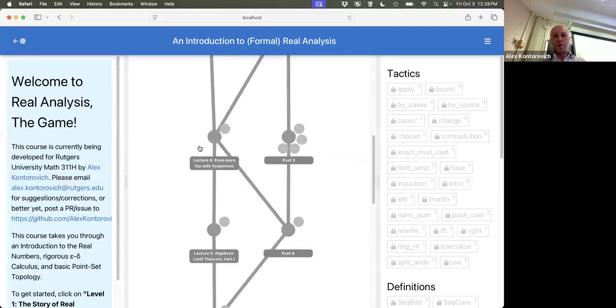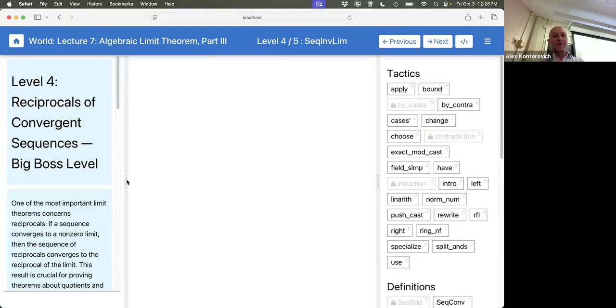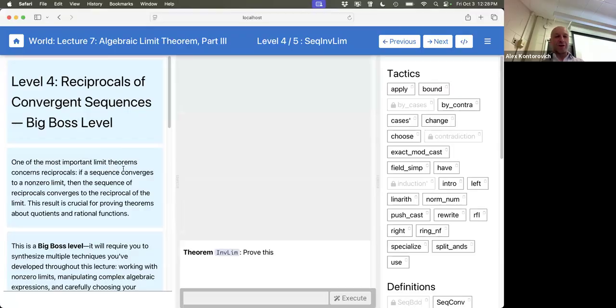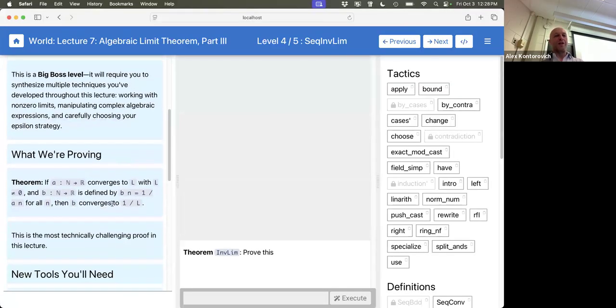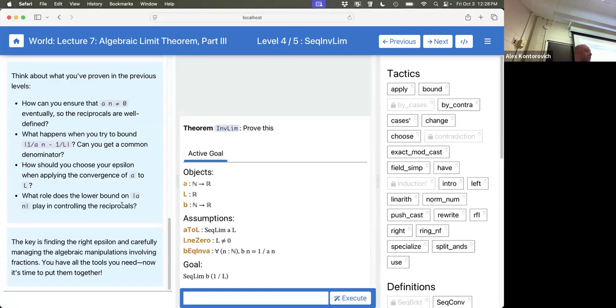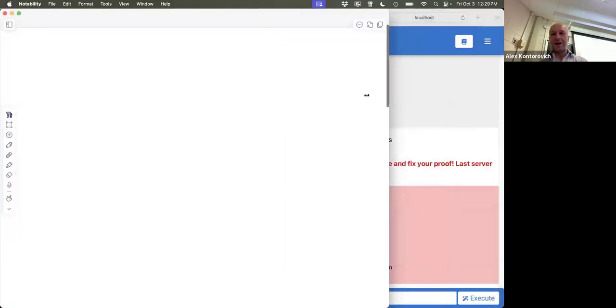All right. We got through most of lecture 7, but we left one thing hanging. So let's jump right there. We were on the big boss, and I added one more level to lecture 7 to play with. We want to show that the reciprocal of a sequence converges to where it should. So let's get this over here. Of course, it's going to crash.